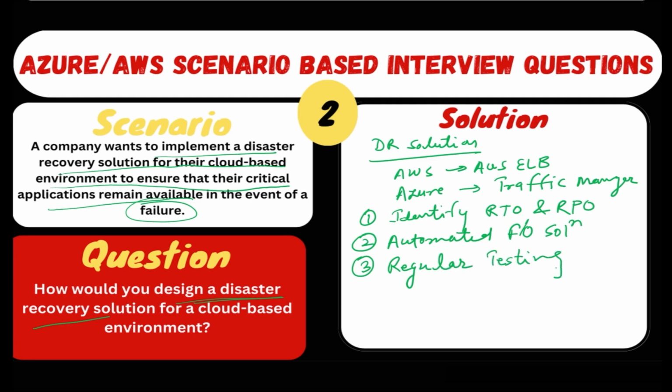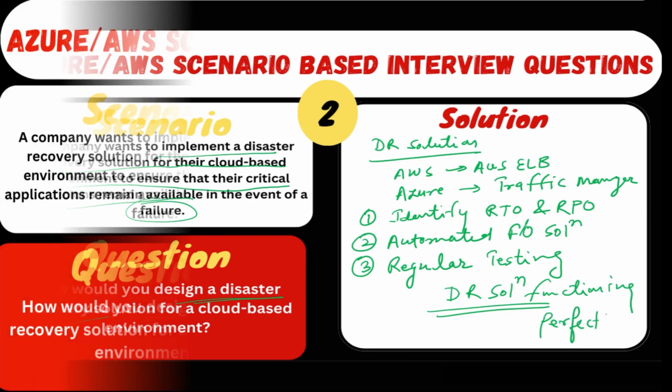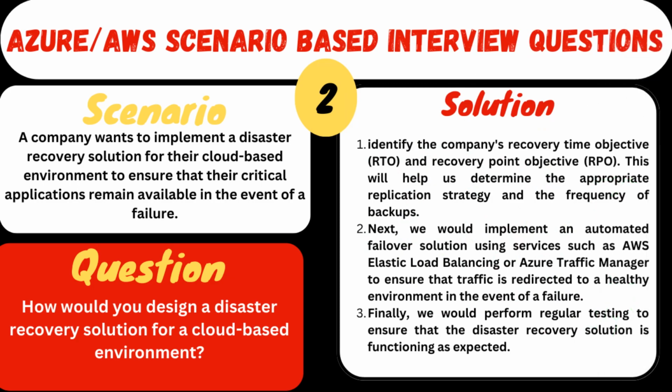Finally, we would perform regular testing to ensure that the disaster recovery solution is functioning as expected. So whenever you get such a scenario related to a disaster recovery solution, go for these services: AWS Elastic Load Balancing Service and Azure Traffic Manager Service. If you're not aware of these services, just go through them and understand them better.